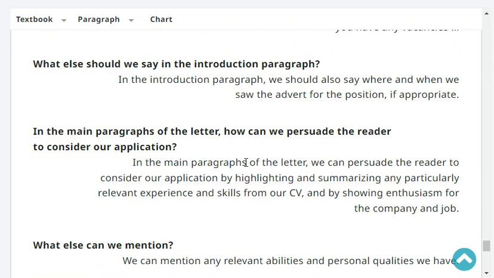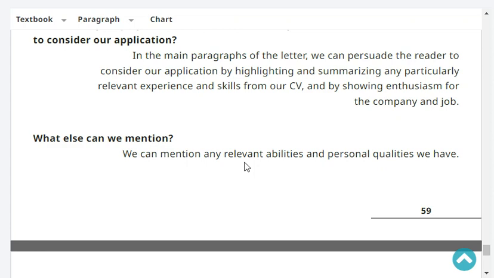In the main paragraph of the letter, how can we persuade the reader to consider our application? In the main paragraph of the letter, we can persuade the reader to consider our application by highlighting and summarizing any particularly relevant experience and skills from our CV, and by showing enthusiasm for the company and job.